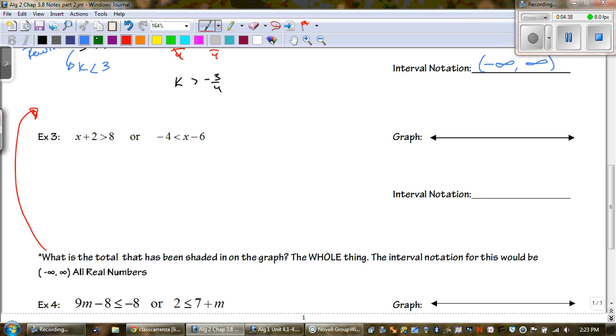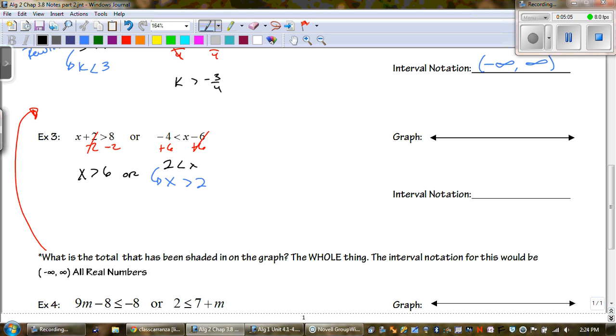All right. For example number 3, we're subtracting 2 from both sides, and we get x is greater than 6, or we have to add 6 to both sides. We get 2 is less than x, but then we have to rewrite that. So x is greater than 2.